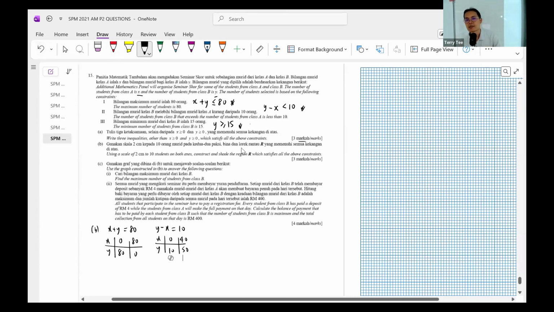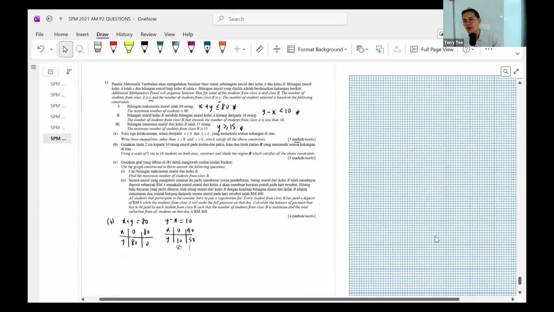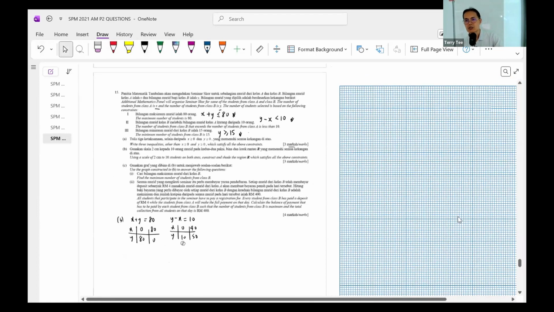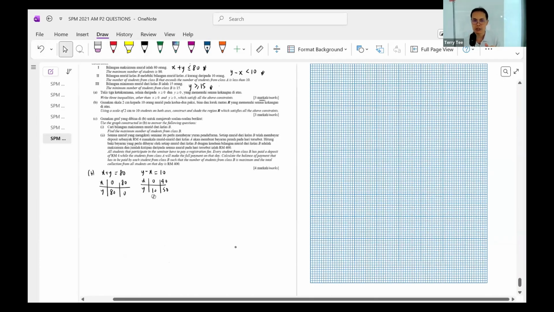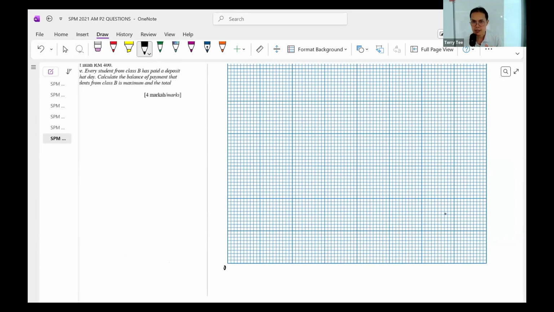Okay, the question really said 2 cm to 10 units. So let me start drawing. Unlike linear law, all your x values and y values here are always positive, so you don't need to worry about going out of bounds. There's always enough space. 30, 40, 50, 60, 70, 80. 80 is just nice, because your maximum is 80 here. This is 80, that is your x. Then you do your y.